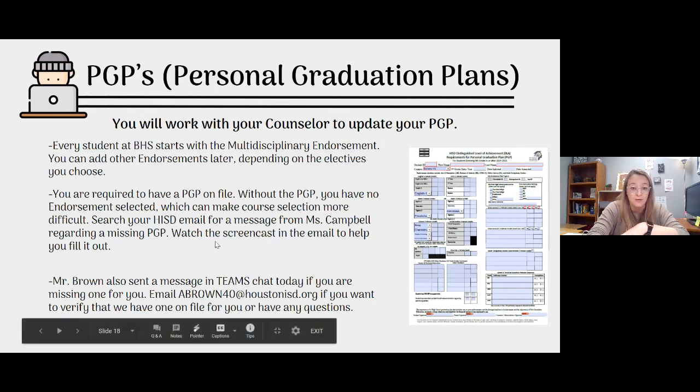You are required to have one on file, and without it, you don't have an endorsement selected, which can make your course selection a little bit more difficult. So check your HISD email for a message from Ms. Campbell regarding your missing PGP, and then watch the screencast in that email. Also, Mr. Brown sent you a message, and if you have questions, email him. That is his email right there.